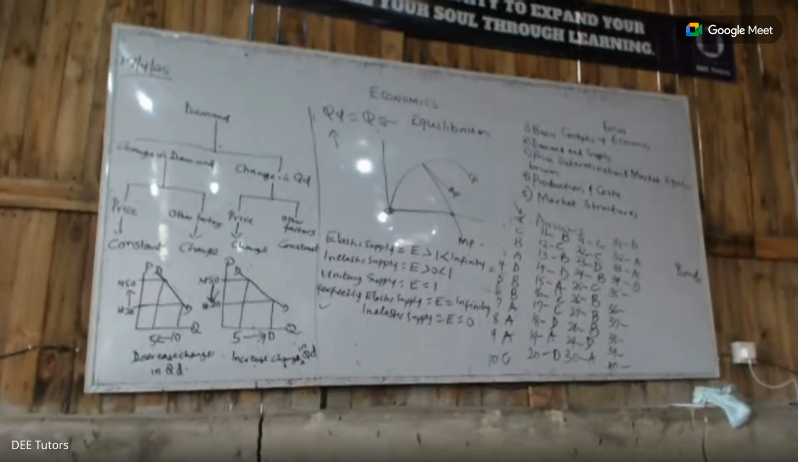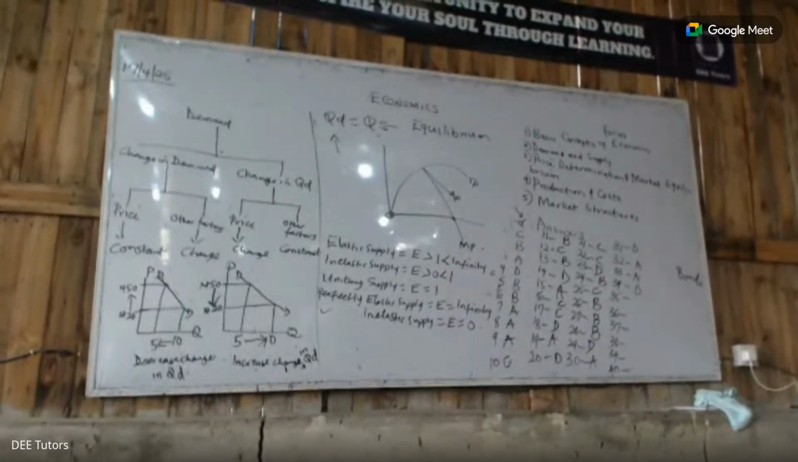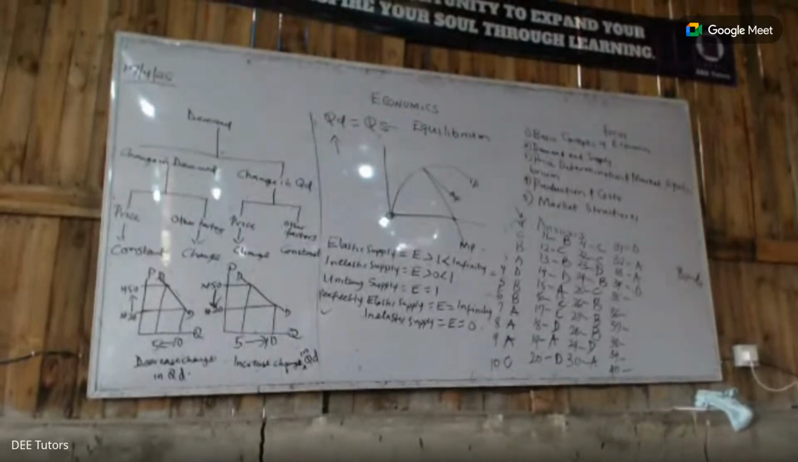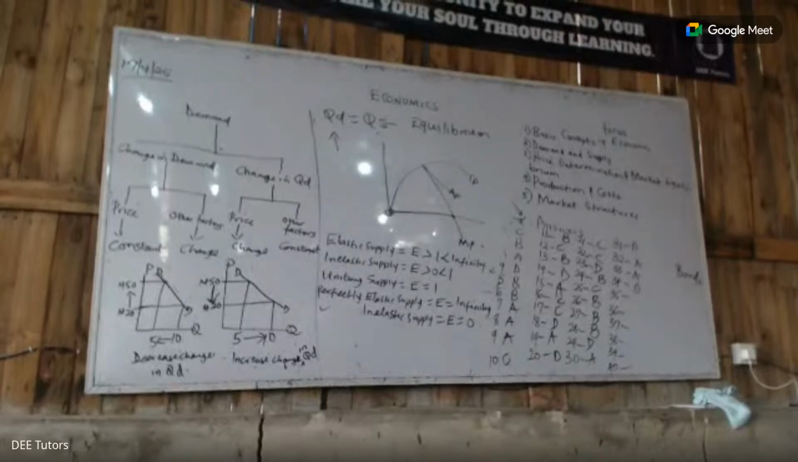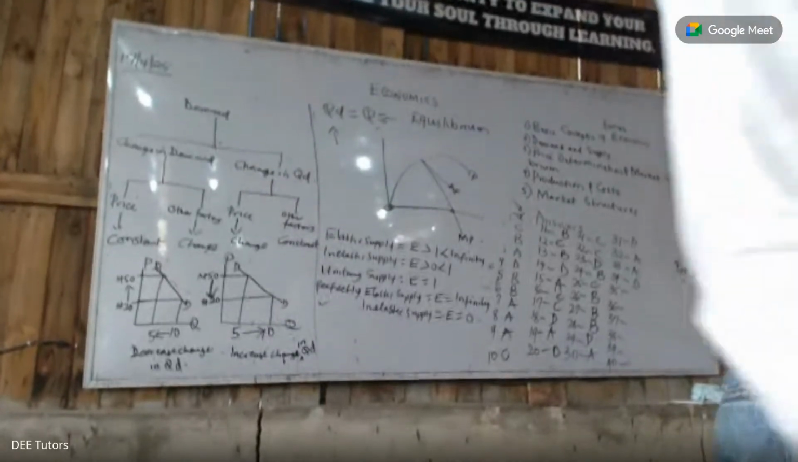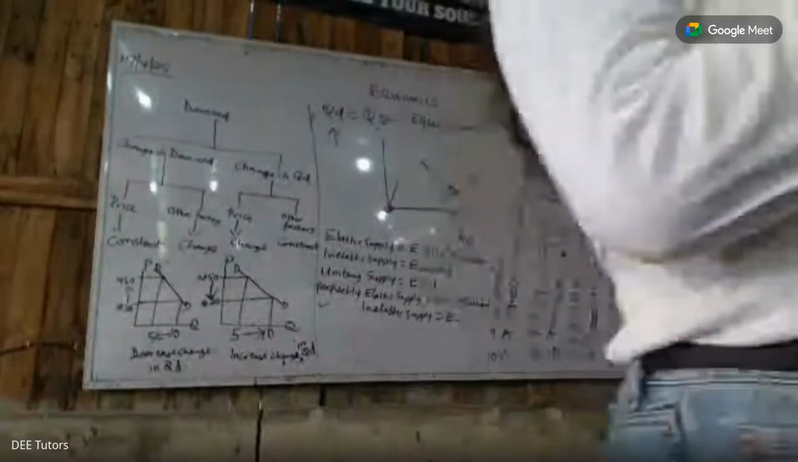Average total cost. Not this one. Average total cost. The marginal cost. This is marginal cost. Then average fixed cost is the same thing as stability. You understand? Okay, the next question.